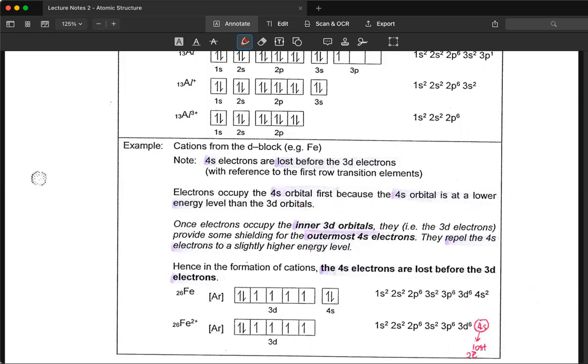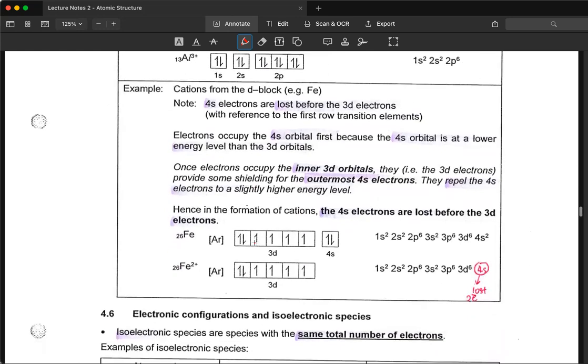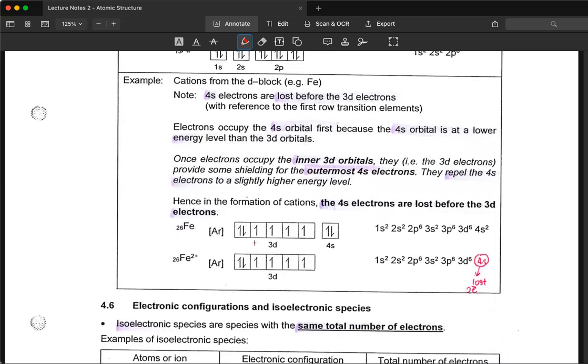So the 3d electrons actually repel the 4s electrons to a slightly higher energy level. Because of this shielding between the electrons, the repulsion causes the 4s electron to be promoted to a slightly higher energy level. Therefore, when ions are formed, it is the 4s electrons that are lost first before the 3d. Please take note of that. So in the formation of cations, the 4s electrons are lost before the 3d electrons. So these 4s electrons are lost to form the 2+ ion.